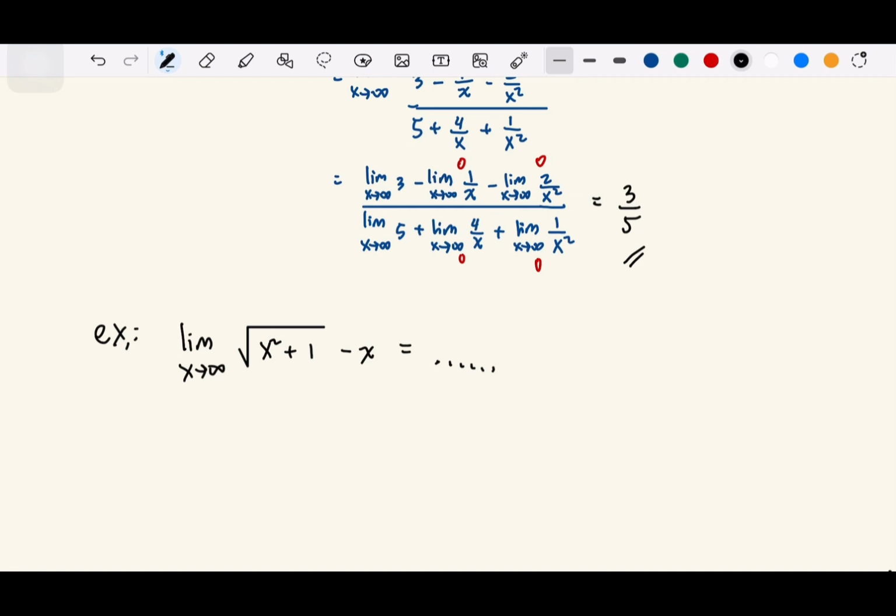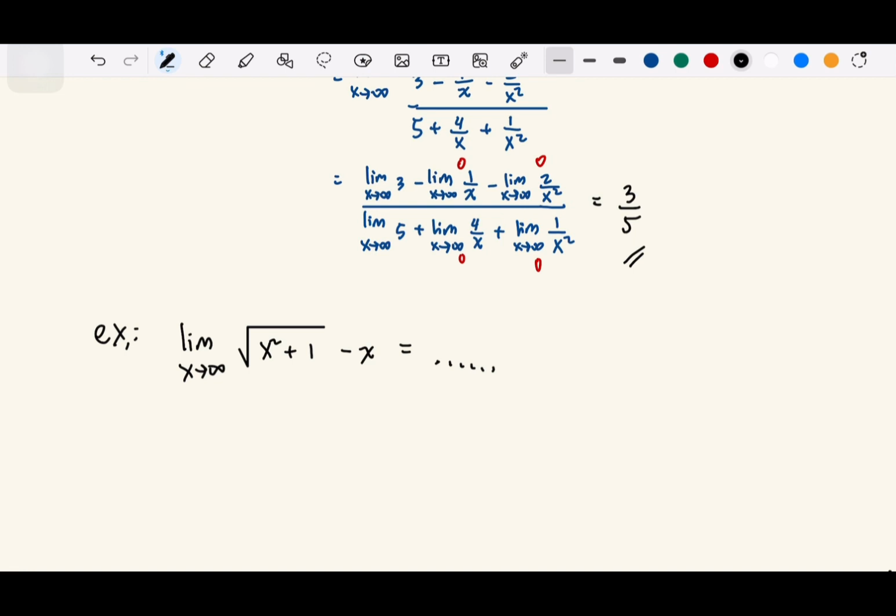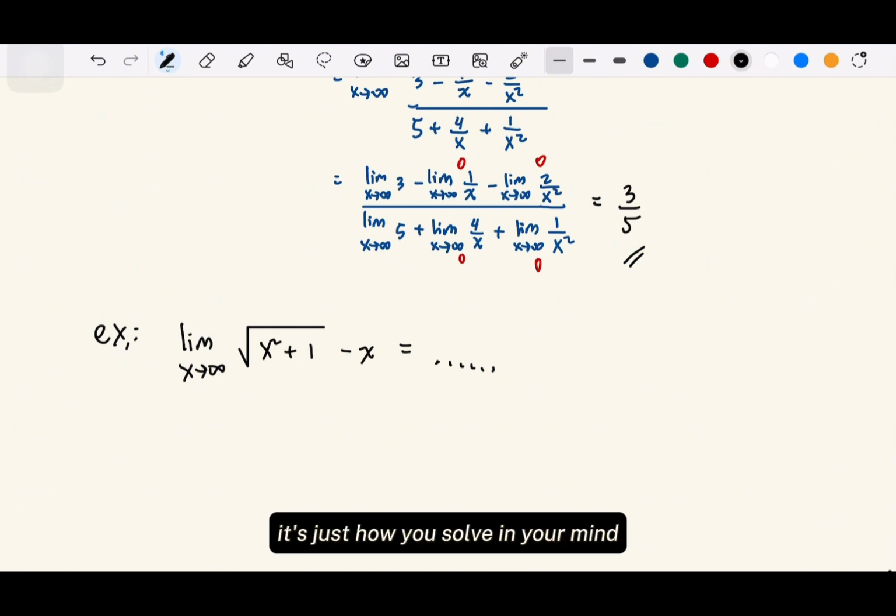Assuming that there is no shortcut, what do you do? You go and just rationalize. No, you just divide by the higher power. And then actually down to shortcut. That's not a shortcut. Actually, there is no shortcut in life. It's just how you solve in your mind.